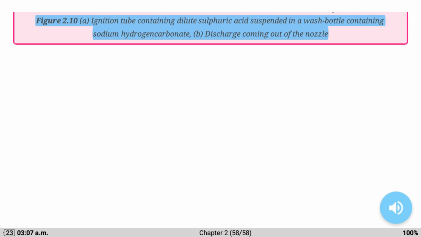Figure 2.10. Ignition tube containing dilute sulphuric acid suspended in a wash bottle containing sodium hydrogencarbonate. B. Discharge coming out of the nozzle.